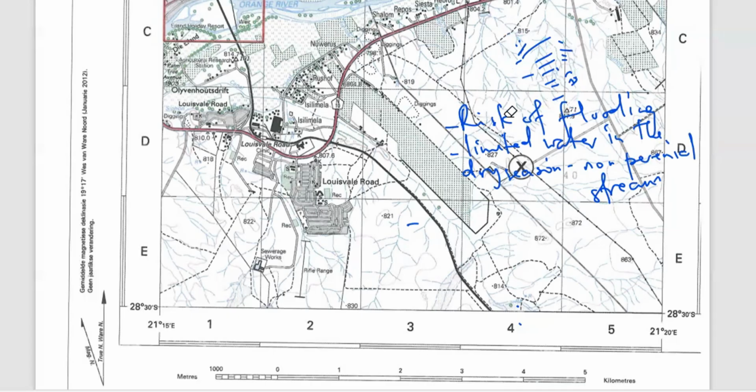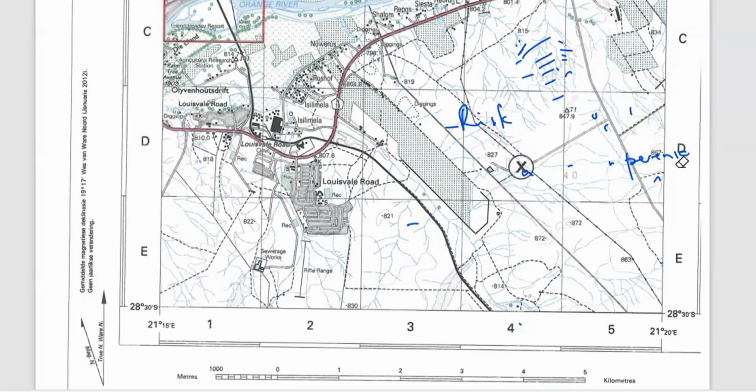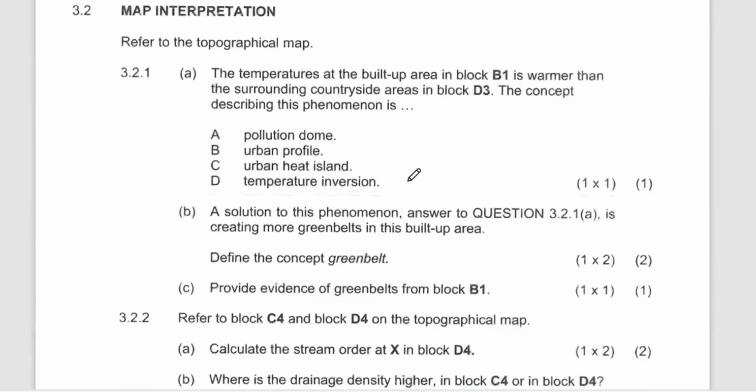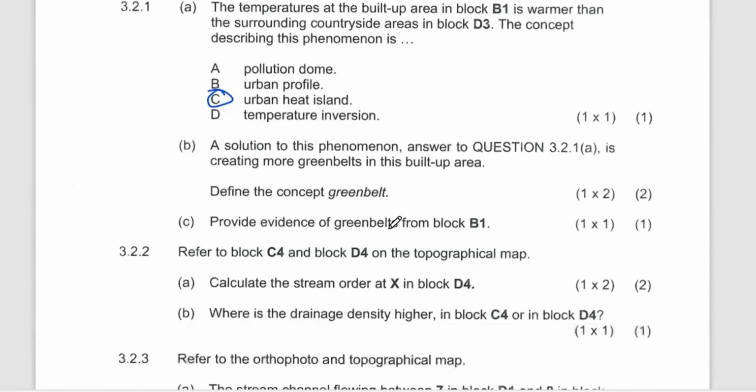Right, moving on to the next question. We are moving on to question number 3.2 on map interpretation. We are going to our question paper. The first question on map interpretation says the temperatures at the built-up area in block B1 is warmer than the surrounding countryside in block D3. The concept describing this phenomenon is an urban area which has a higher temperature compared to the surrounding countryside or rural area, typical of an urban heat island. A solution to this phenomenon, answer to question 3.2.1, is creating more green belts in this built-up area. If you want to reduce urban heat islands, we must create green belts.